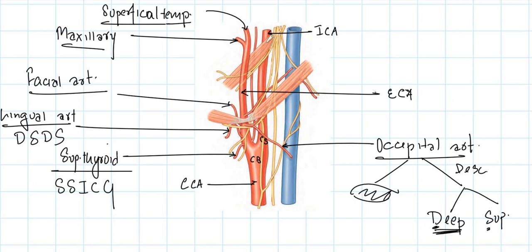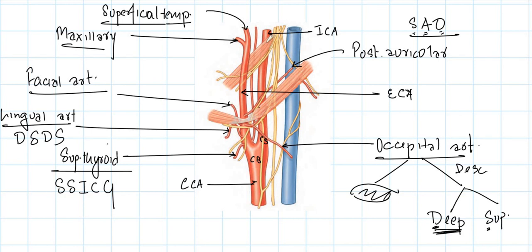Other than that, this is also a branch that I want to show you right here. What is this branch? It's called the posterior auricular. This is another posterior branch, the posterior auricular. It has SAO branches. SAO means stylomastoid, auricular, and occipital branches.